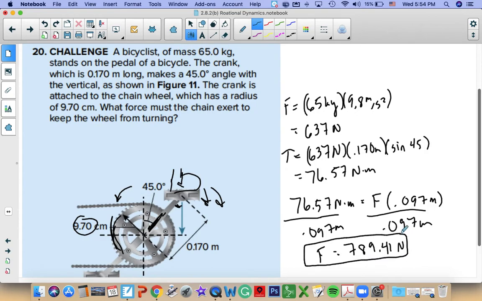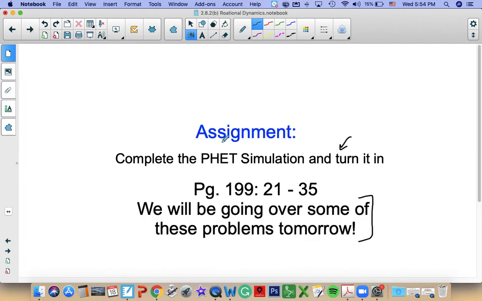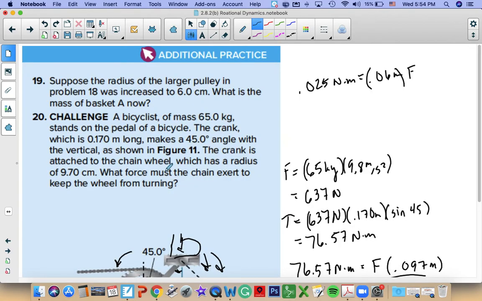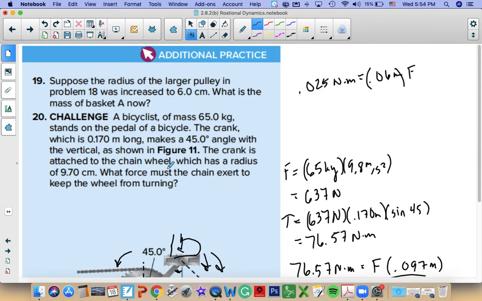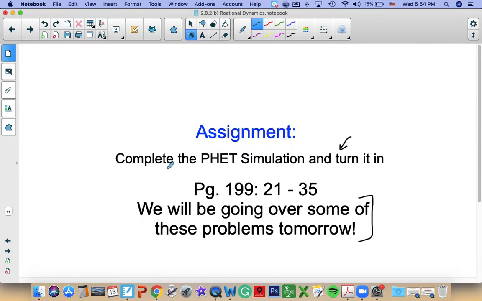So that's how much force that chain is going to have to be resisting in order to balance out the guy's foot there. That takes care of all the torque problems that we had. I will try to make a video in the future to cover some of the harder ones, because I know these ones, 21 through 35, might be a little bit more difficult, but the problems from earlier should be similar to some of those, like that one and that one. So use the example problems in the video to help you out.